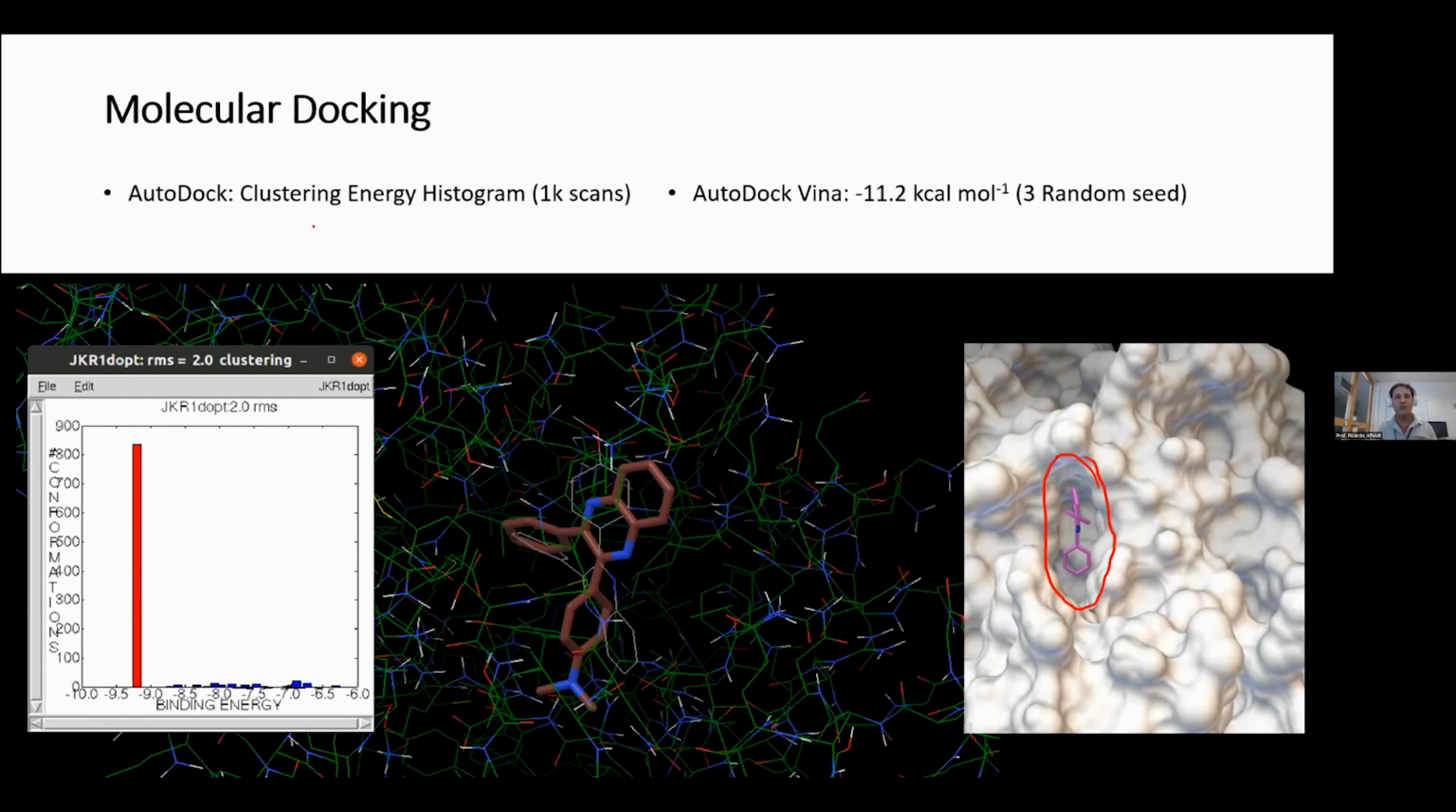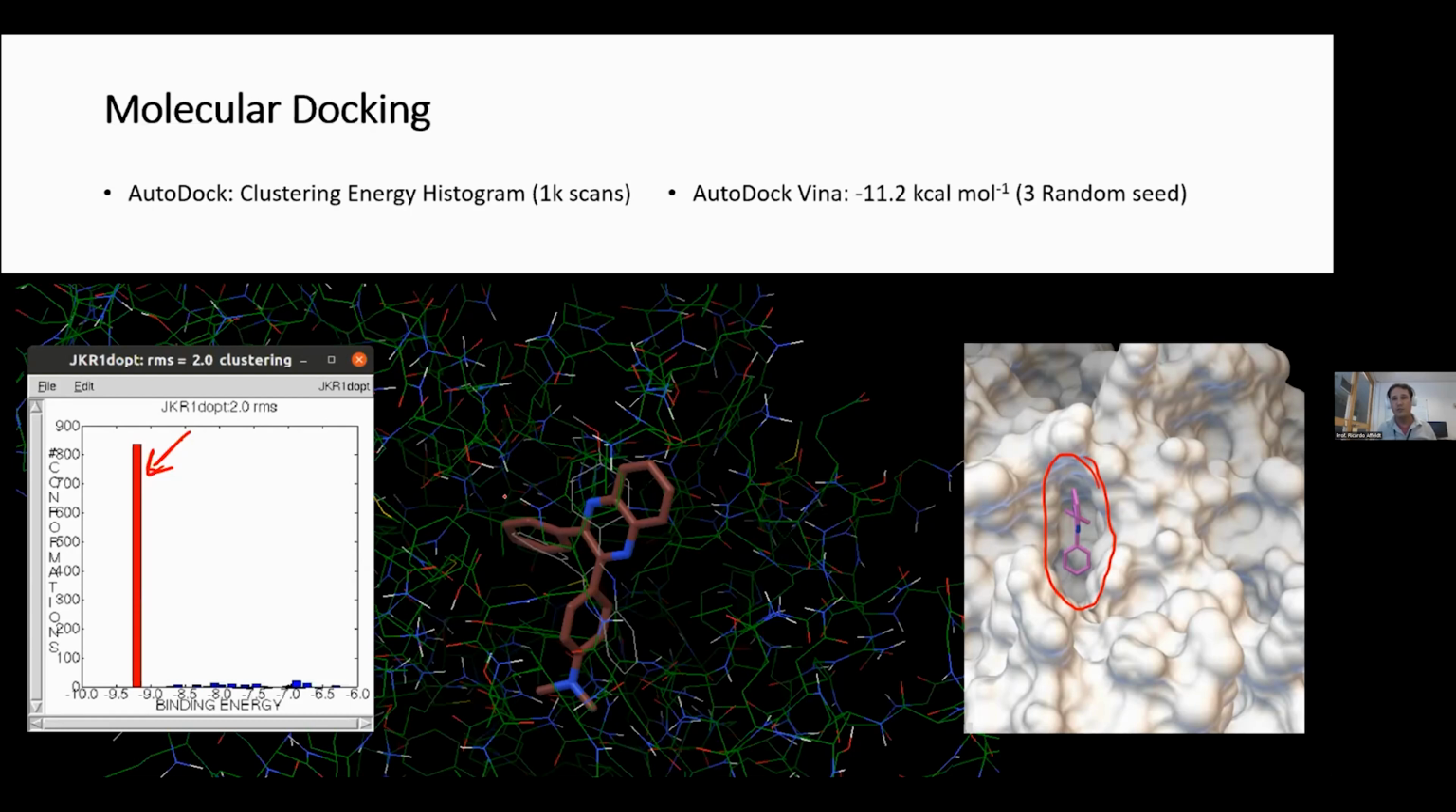Even though when we perform 1,000 scans in the AutoDock software, it shows a clustering energy histogram that is not actually a histogram. We have only one cluster of conformations here that fits all together in the same value of association energy between our heterocycle, the quinoxaline heterocycle, and the protein itself. So this is a really interesting result.